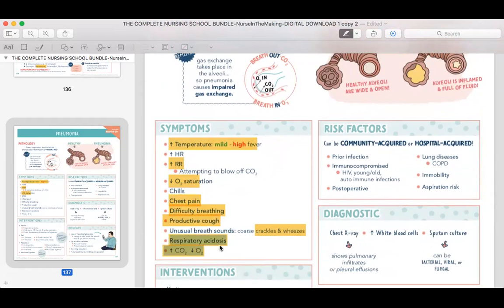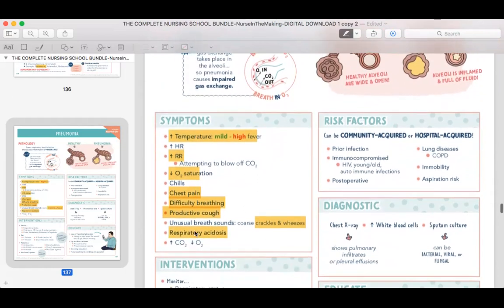And it does fall under respiratory acidosis, not respiratory alkalosis, because that would be like someone who's hyperventilating. Don't look at this. Please make sure you know your ABGs. But just ignore this for right now. The ones that are highlighted, those I have seen on ATI.